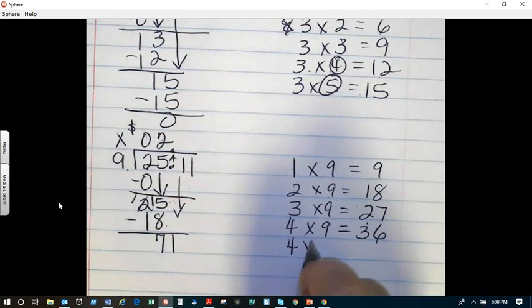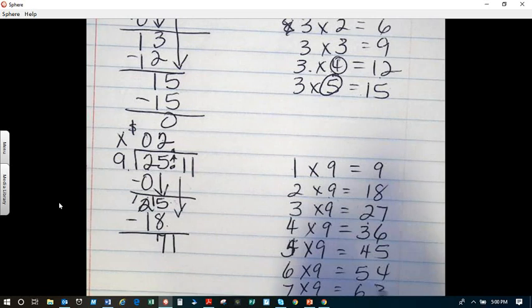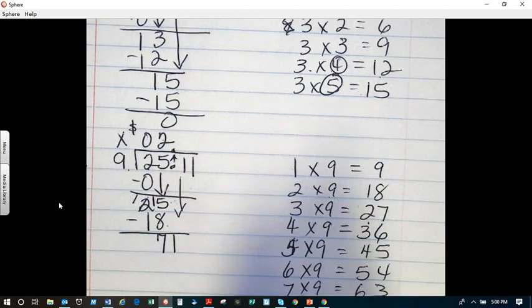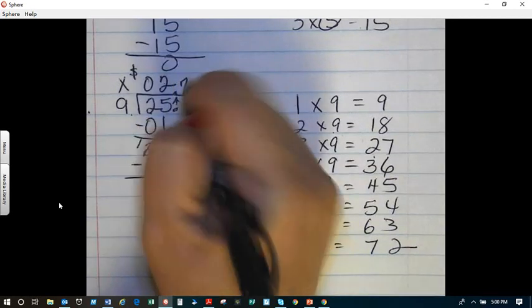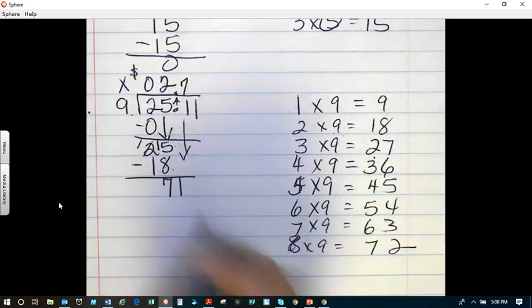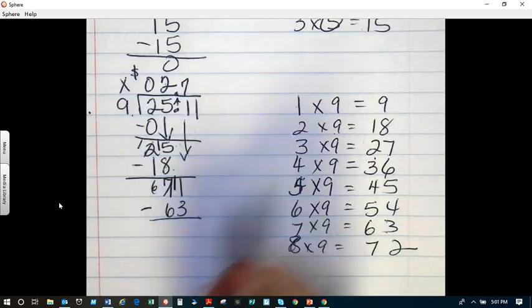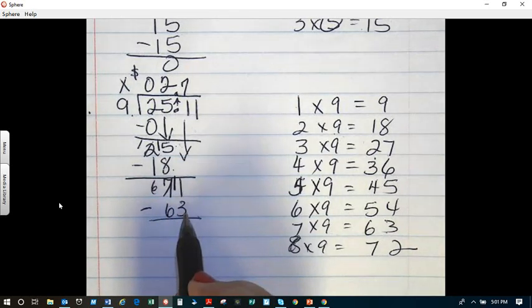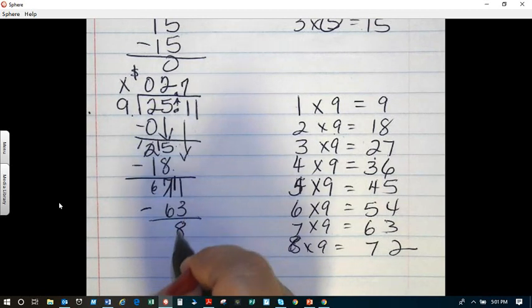So 5 groups of 9 equals 45. 6 groups of 9 equals 54. 7 groups of 9 equals 63. 8 groups of 9 equals 72. Uh-oh. So I can't do 8. So it can only be 7. 7 times 9 equals 63. So I'm going to subtract that out. So 71 minus 63 equals 8.